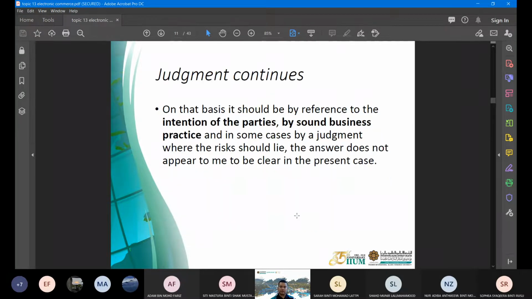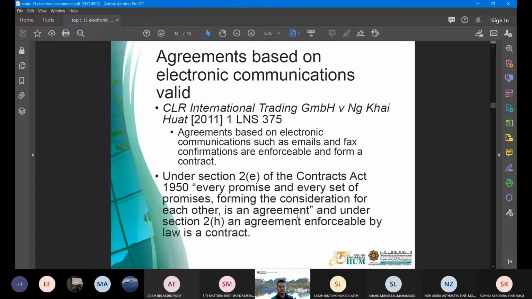so the court will have to see the cases, the facts one by one, what would be the intention of the parties, and then have to cross-check that with sound business practice. Then only the court will be able to determine at which point the contract has been concluded.